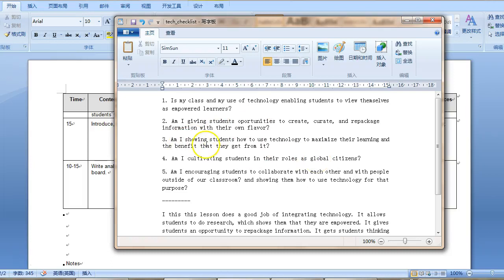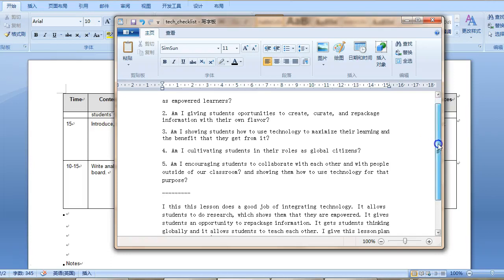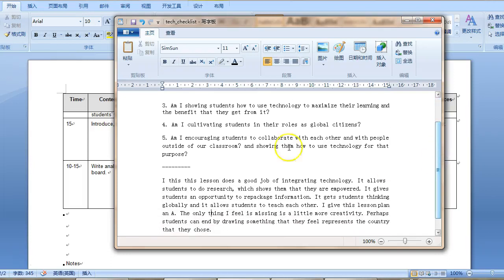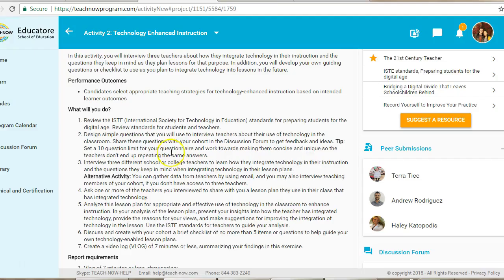Am I showing students how to use technology to maximize their learning? Kind of, so-so. Am I cultivating students in their roles as global citizens? Yes, they're studying the world. Am I encouraging students to collaborate with each other and with people outside the classroom? Yes, they're collaborating with each other, they're teaching each other. So I gave Andrew's girlfriend an A for this lesson plan.